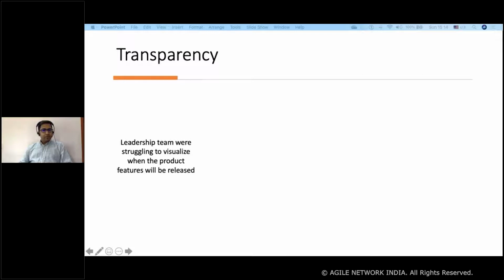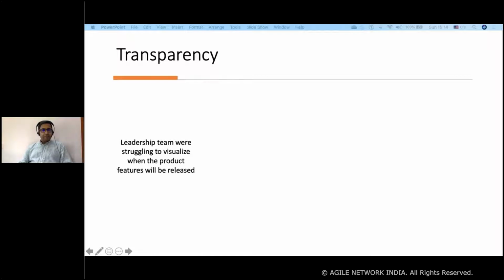Transparency means, as you all know, providing visibility of the information about the work and what is going to happen, and a common standard of information. Using a common standard of information across the organization, so that everyone speaks the same language, has the same understanding, and the same interpretation. So that was lacking. There was a lack of transparency.